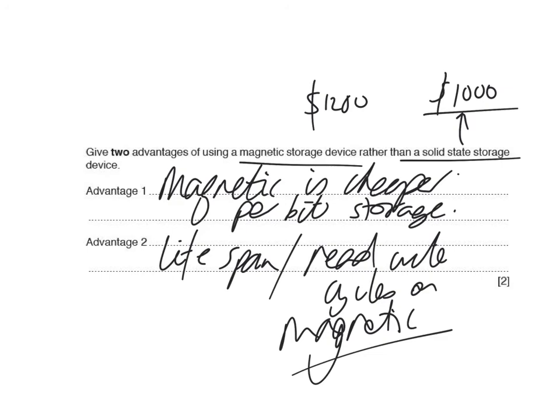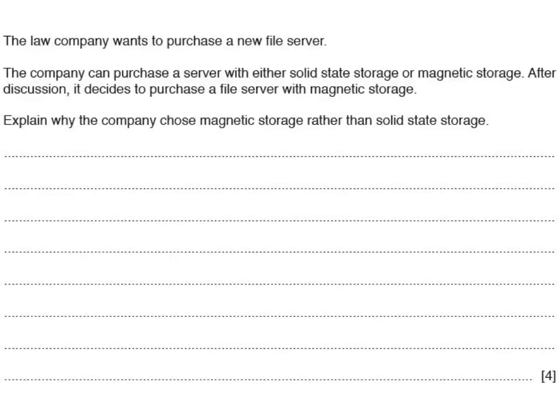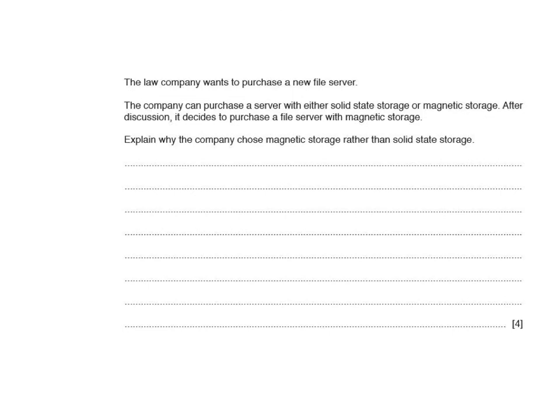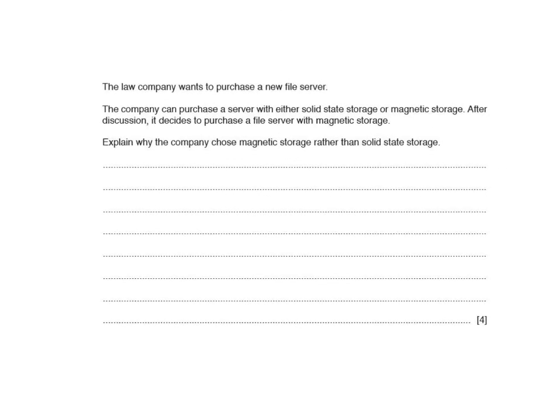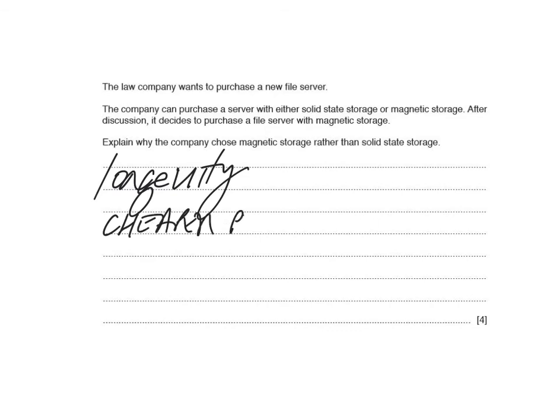I did skip a few examples. Explain why the company chose magnetic rather than solid state. I think we've covered this one, so let's just summarise. Longevity, cheaper per bit. This is the same one that was in for servers actually. So cheaper per unit bits.